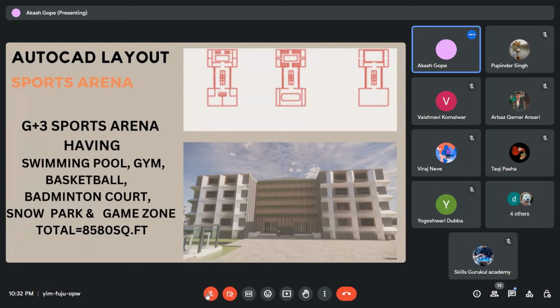AutoCAD layout: sports arena. G+3 sports arena having a swimming pool, gym, basketball and badminton courts, snow park and game zone. Total area is 8580 square feet.